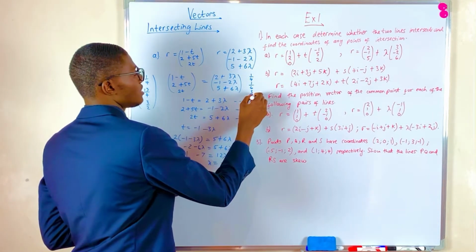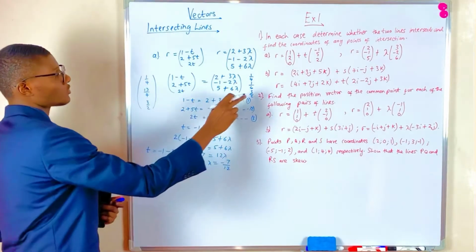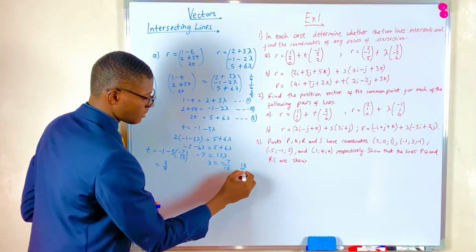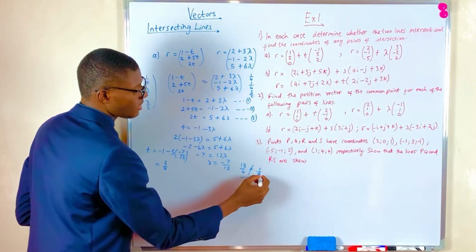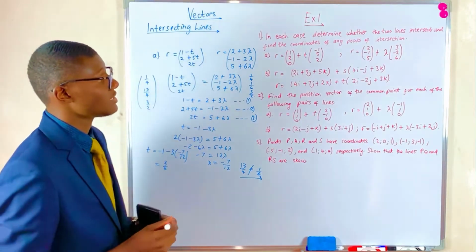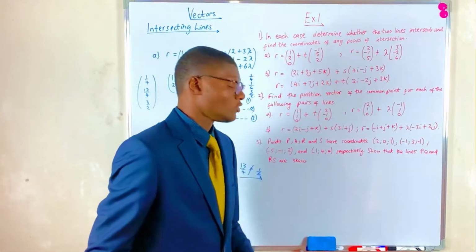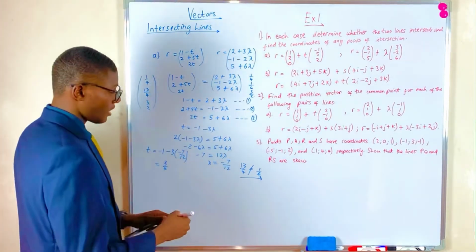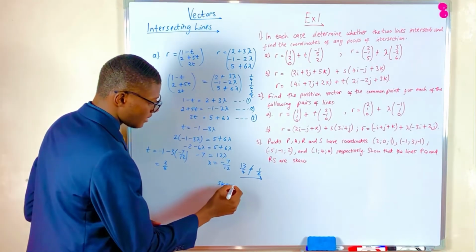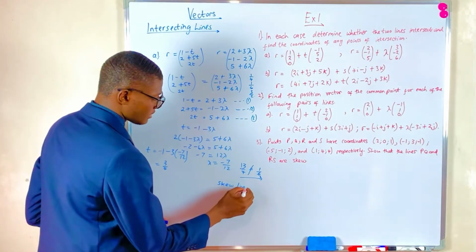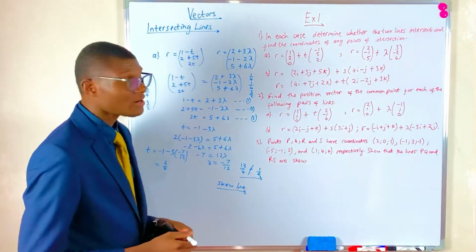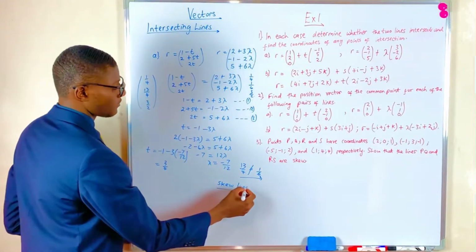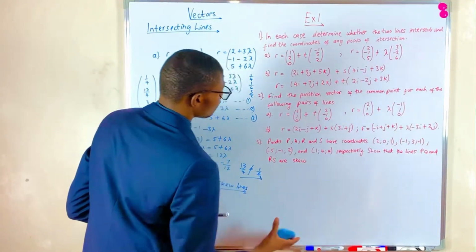So as you can see, we've got a quarter, 3 over 2, 3 over 2, but 13 over 4 is not equal to 1 over 6. So these two lines don't intersect, which implies that these two are skew lines. When we say skew lines, they neither intersect, and they're neither parallel as well. So those are skew lines for part A. And I'll leave you to try out part B.